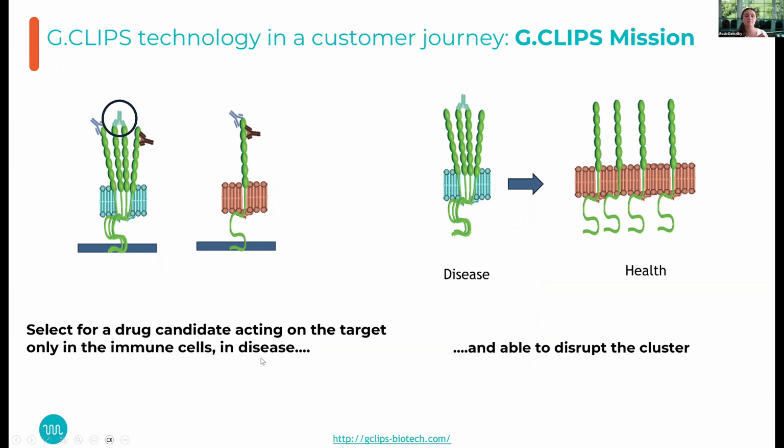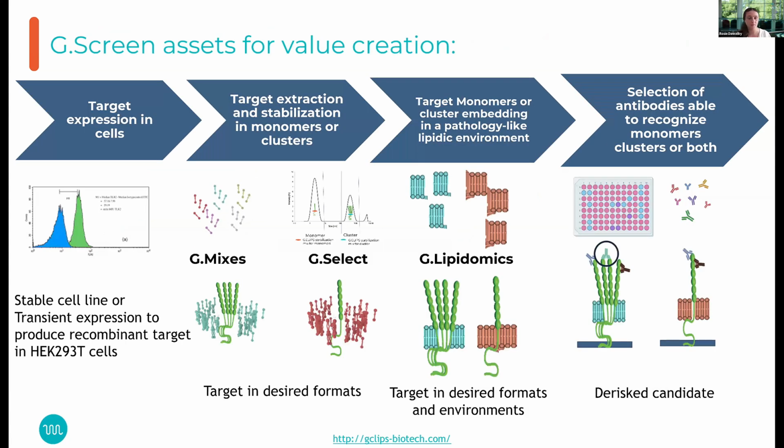So the challenge was to be able to purify the protein in those different formats in J-mixes, but also in nanodiscs, reconstituting them in a macrophage-like lipidic bilayer. And then from the hits that we got, from the antibodies that we got, being able to choose an antibody that would only recognize the cluster form of the protein and hopefully also help disrupt the cluster. So this is what we did.